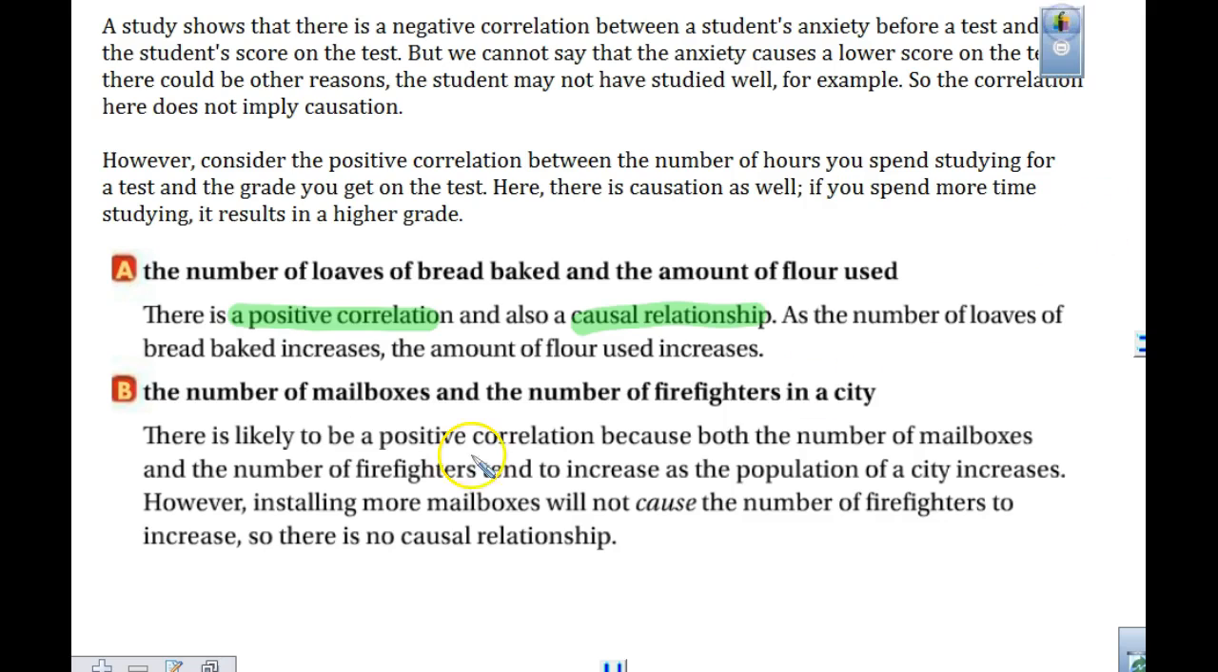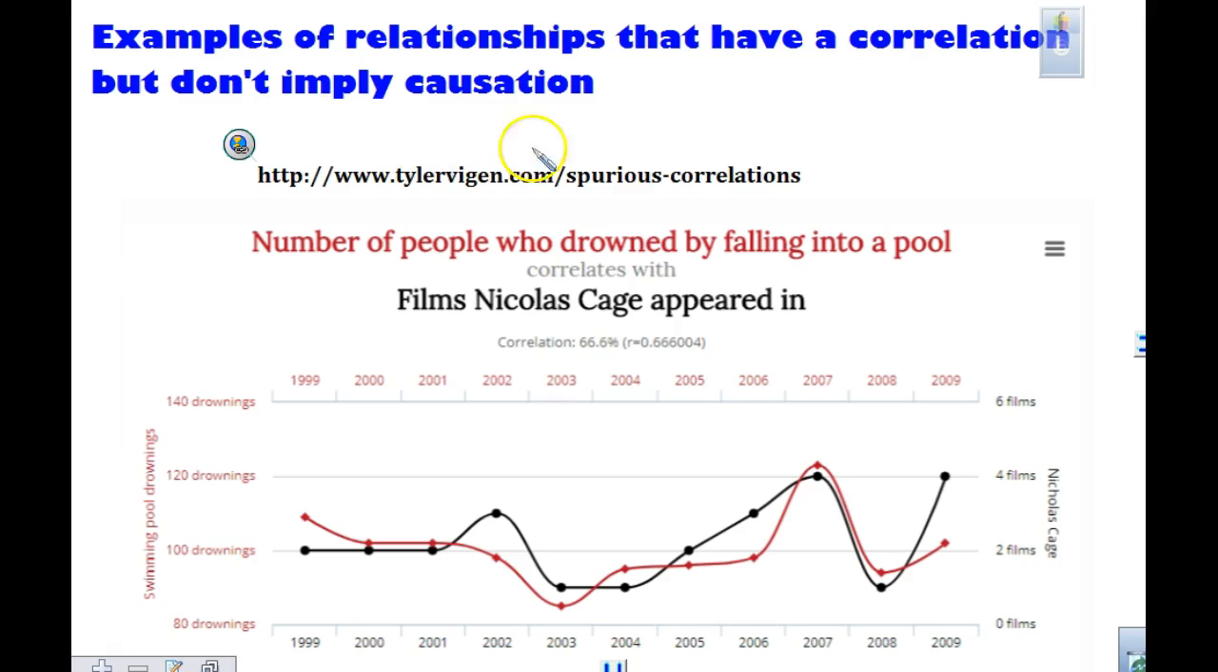So as we're looking at this, it says it's likely to be a positive correlation. It is likely that there's a positive correlation because both the number of mailboxes and firefighters tend to increase as population increases. So we think, yeah, mailboxes go up, might need more firefighters, okay, there is a correlation. But just because you put in more mailboxes does not cause the number of firefighters to increase, right? There is a correlation, but one doesn't cause the other one to happen. So that vocabulary of it causing it is kind of a correlation does not imply.